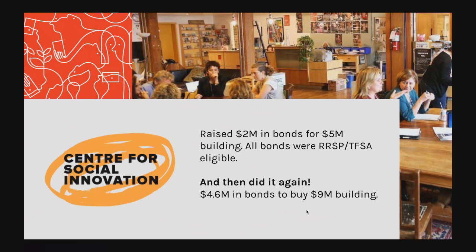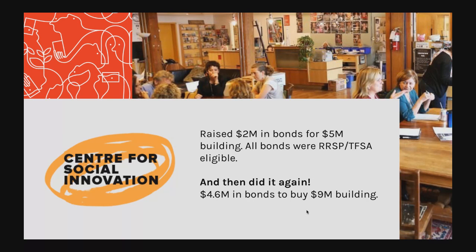CSI ended up raising $2 million in community bonds that went towards this $5 million building. All their bonds were RSP, TFSA eligible. They were so successful that they went out and did it again. They bought a second building a few years later across the street from their lease facility. And that time, the community bonds made up nearly half of the cost of this $9 million building.